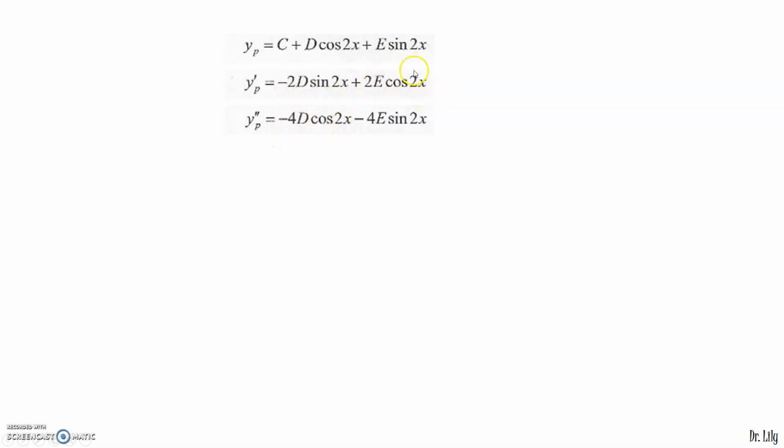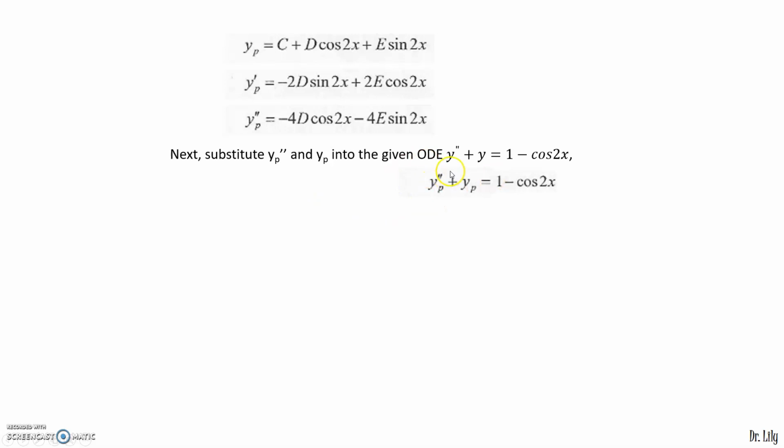2e cos 2x, we differentiate over x, we get negative 4e sin 2x. So next, once we are done with the differentiation, we need to substitute yp double prime and yp into the given ODE. Based on the given ODE, yp double prime plus yp is equal to 1 minus cos 2x. So we just substitute accordingly.